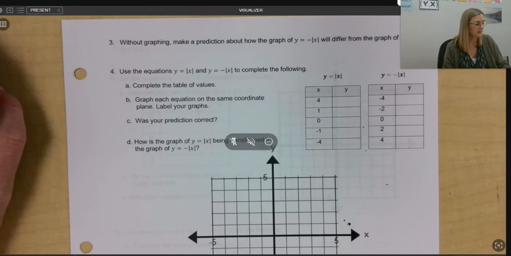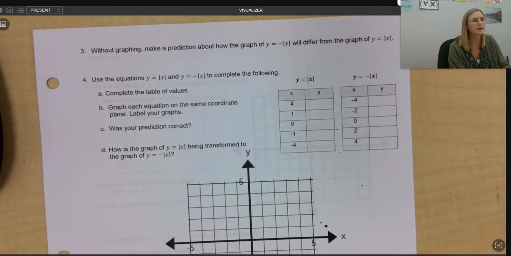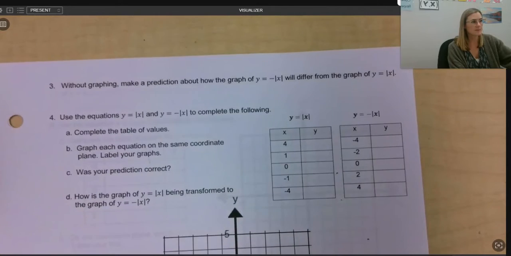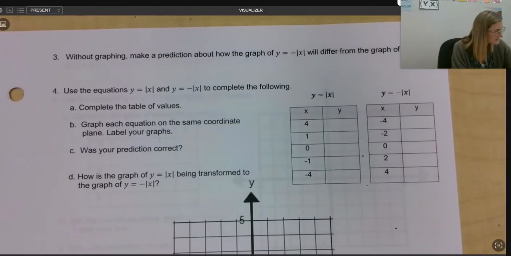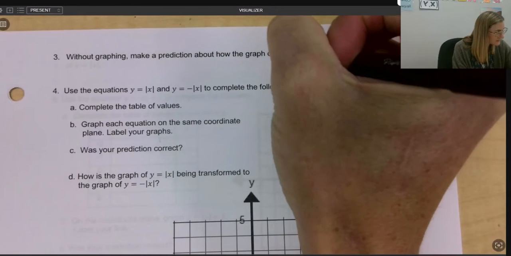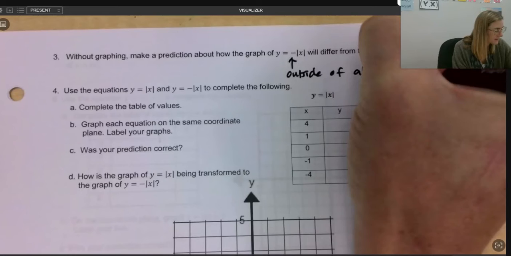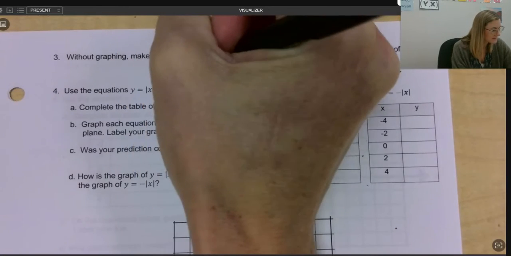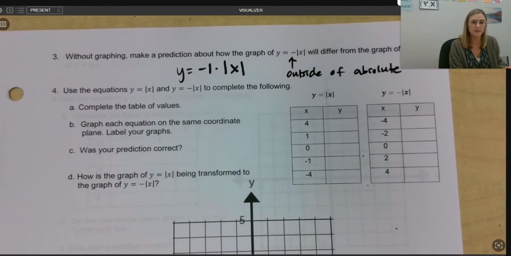And I gave you a really big hint. Without graphing, make a prediction about how the graph of y equals negative times the absolute value of x will differ from the graph of y equals just the absolute value of x. Something to notice is that this negative is outside of the absolute value. That's really important because that's like saying y equals -1 times the absolute value of x. So your resulting answer is still going to be negative.